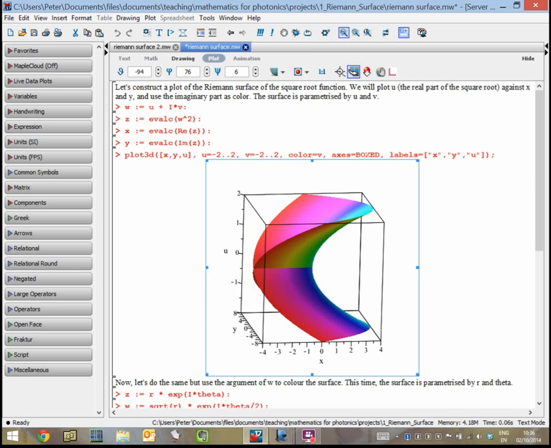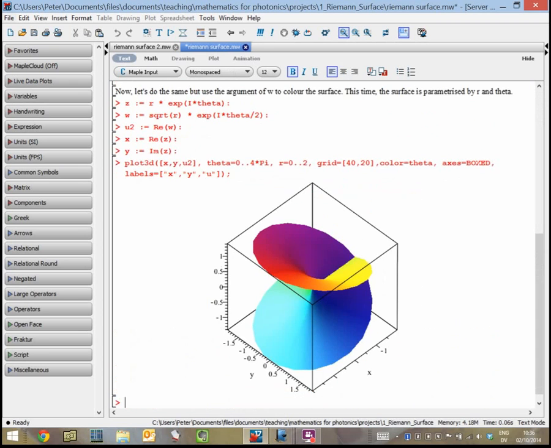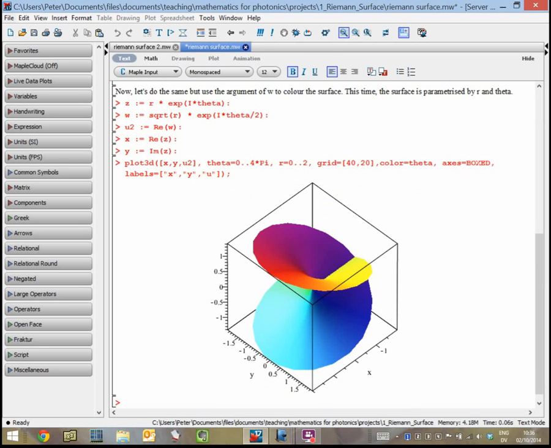We can also have a slightly different representation, and that we can get by now not having color from the imaginary parts, but rather have color from theta, from the angle.